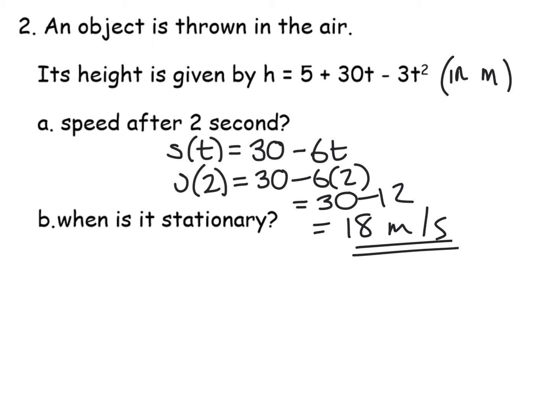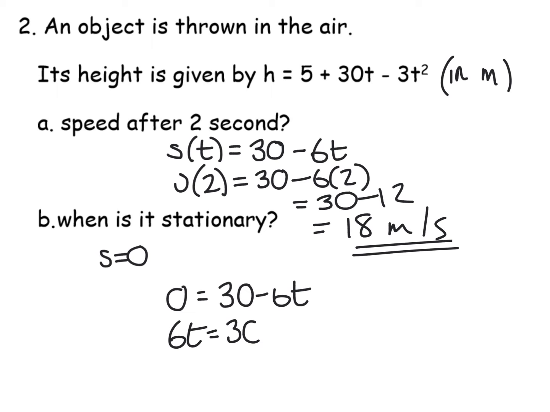Part B, when is it stationary? Well, it's stationary when your speed is 0, right? So if you're stationary, you're doing 0 speed. So I'm going to set my speed equal to 0 this time. So I'm going to have 0 equals 30 take away 6t. And bring over my 6t, I'll get 6t equals 30 and t equals 5 seconds.